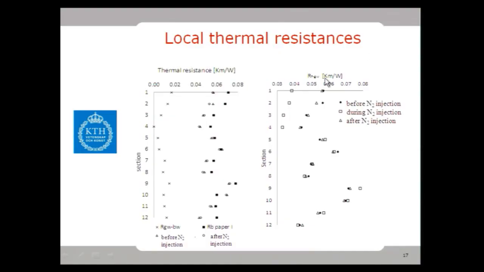Quantifying the implications of this, if we start by looking at the picture on your right-hand side, this is the fluid to groundwater thermal resistance plotted before the nitrogen injection, during the nitrogen injection, and after. Before and after, they give almost exactly the same result, which is logical, but during the heat injection, above the injection point, which is in section 4, the thermal resistance between the fluid and the groundwater decreases significantly.